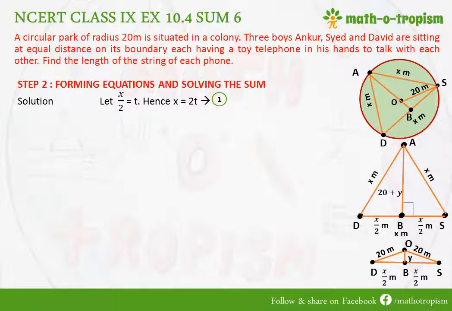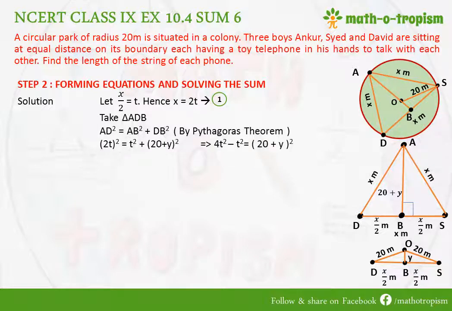Now take triangle ADB. By the Pythagoras theorem, AD square is equal to DB square plus AB square. As a result, AD is x, which means it is 2t, the whole square, is equal to t square plus 20 plus y the whole square. So this comes to 4t square minus t square is equal to 20 plus y the whole square, and 3t square becomes 20 plus y the whole square.